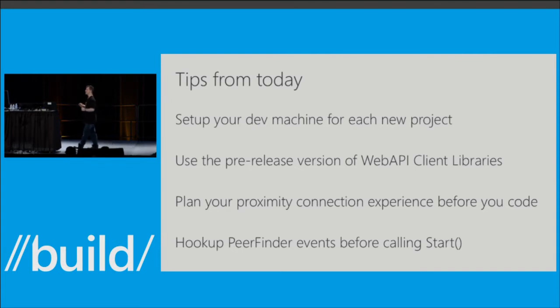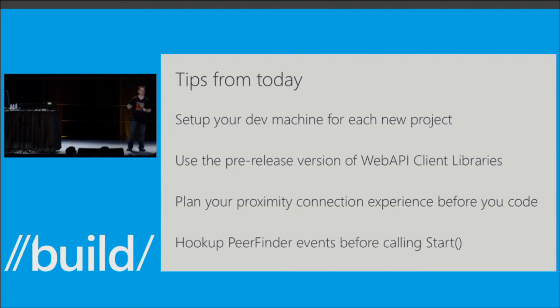Use the pre-release version of Web API Client Library. So remember, for the HTTP Web API client, you have to choose pre-release. If you choose the non-pre-release, you'll get some errors from NuGet that it can't install. So use the pre-release ones.